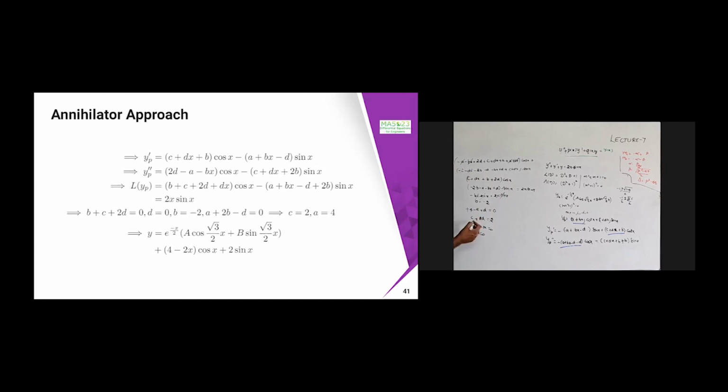Now the next step: I have c plus 2d, and d is becoming 0. Therefore a is going to become 4, and c plus 2d is 2, where 2d is 0. So therefore c is going to become 2.